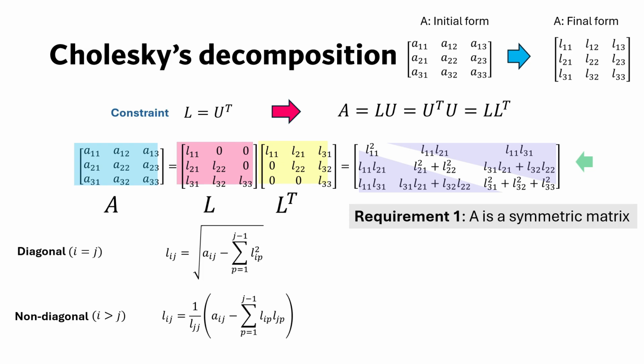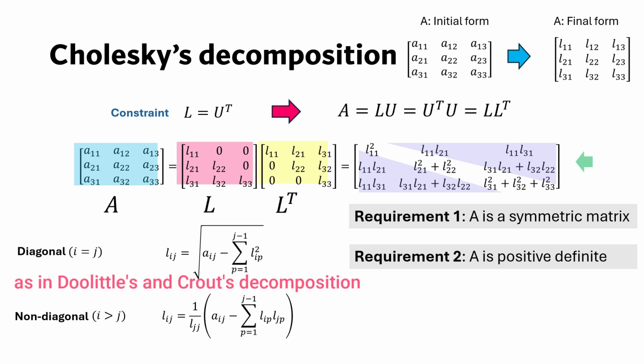As we can see, this process involves taking square roots for some elements. The square roots of negative numbers can be avoided only if A is positive definite, which is the second limitation of Cholesky's decomposition. The last 2 steps are the same as before, that is forward and backward substitutions.